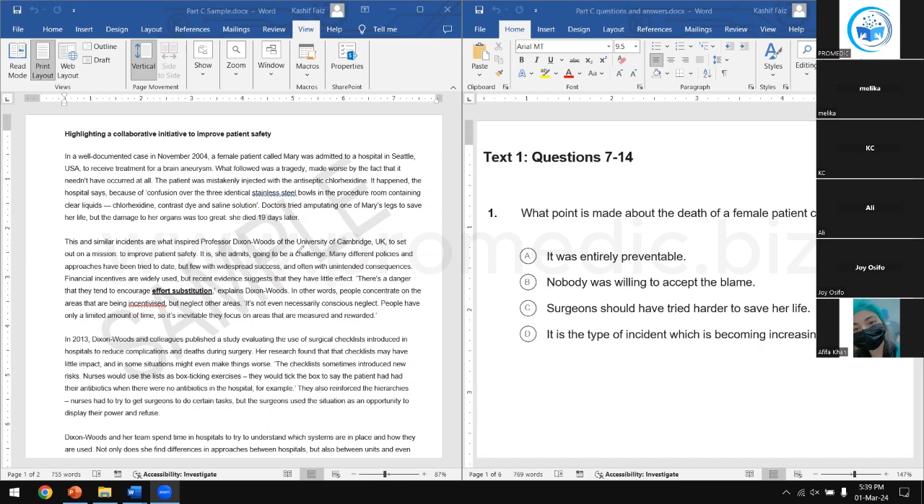Have you guys done with the question? We do not take too much time for this one. It's in the first paragraph. I told you it's in the first paragraph. Everybody, tell me what the answer is.